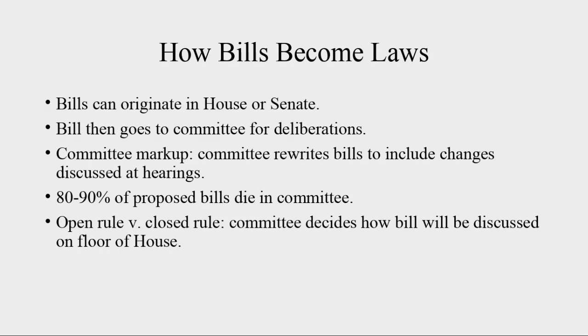All right, so how does legislation get passed? A bill can originate in the House or the Senate, keeping in mind that only the House can introduce a revenue bill. So the budget can't originate in the Senate, it has to come from the House. So in that area, the House has control over budget bills. Otherwise, someone in the House or the Senate can introduce a bill.